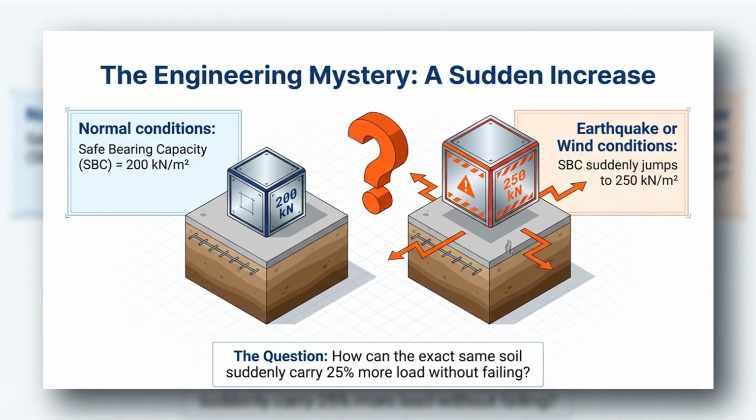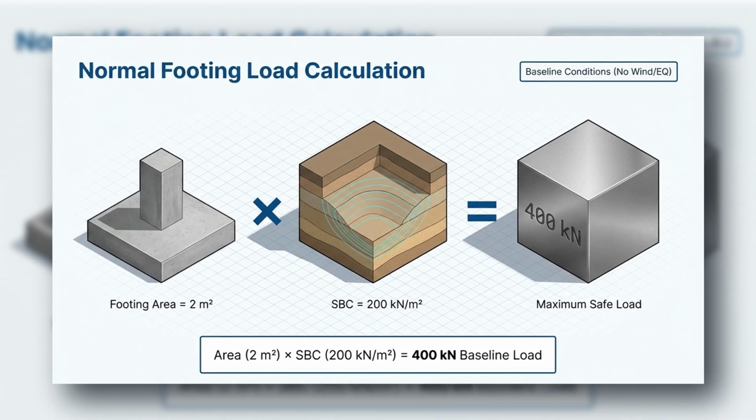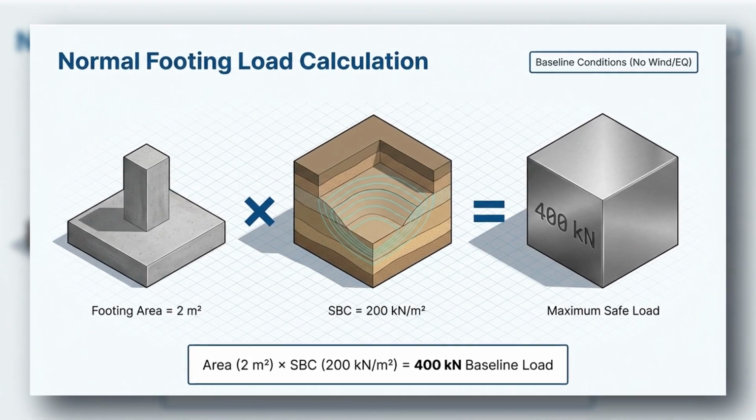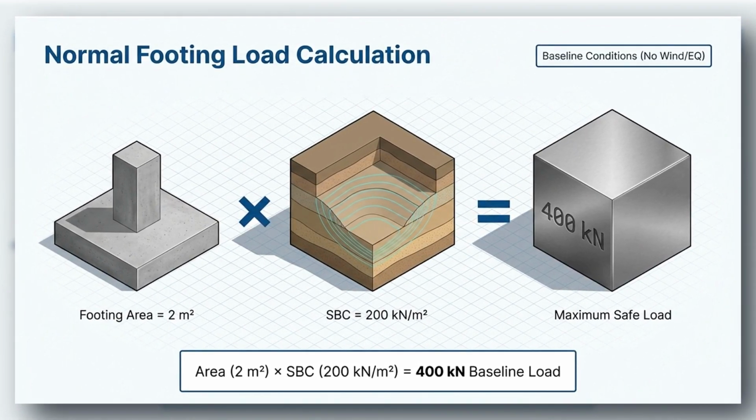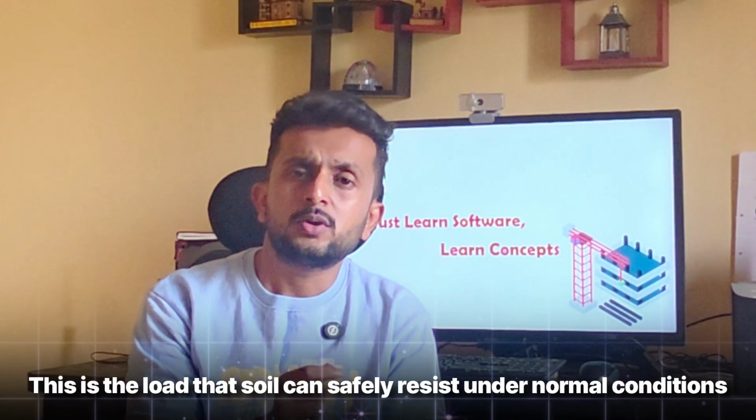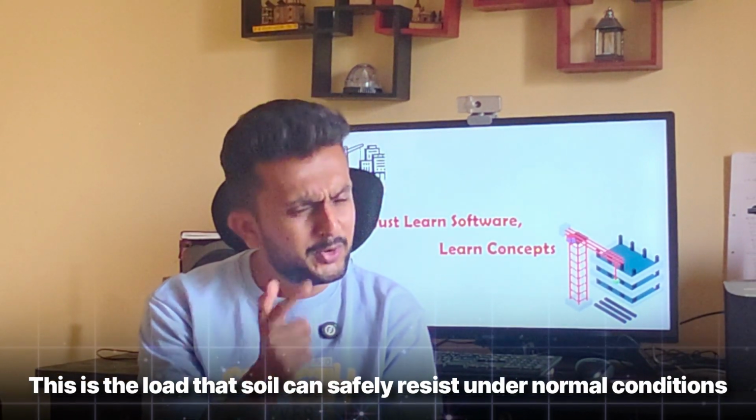So let's take a simple example. Suppose the safe bearing capacity of soil is, let's say, 200 kilonewton per meter square, and assume that the footing area is 2 meters square. So the maximum load that soil can safely carry, using the equation you already know, is load equals SBC into area. If I work out the load based on SBC and area, we will get 200 into 2, that will be 400 kilonewton. So this is the load that soil can safely resist under normal condition.